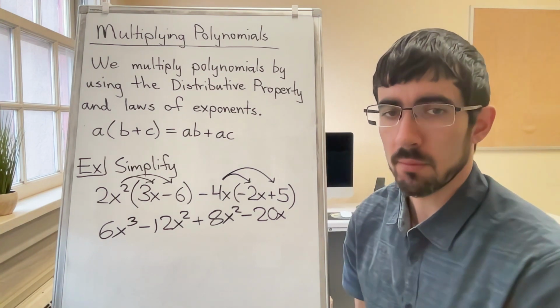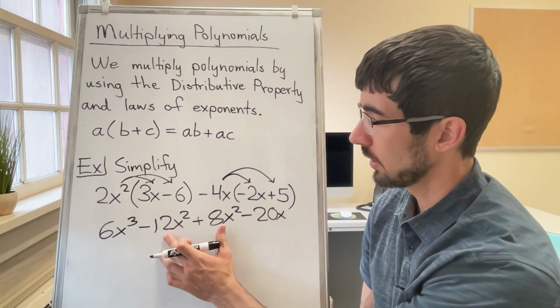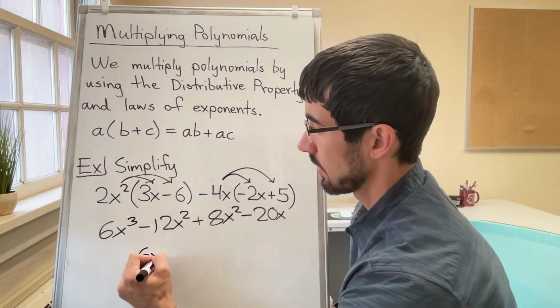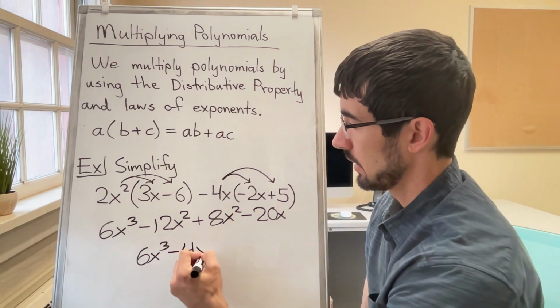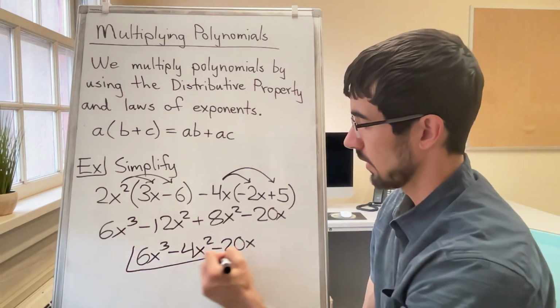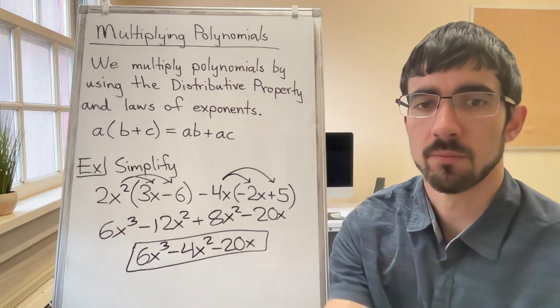Finally, to simplify my answer, I'll combine like terms. These have the same variable part. It's negative 12x squared plus 8x squared. So as I write my final expression, I'll combine those to get negative 4x squared. Here is the final result of multiplying our expression above.